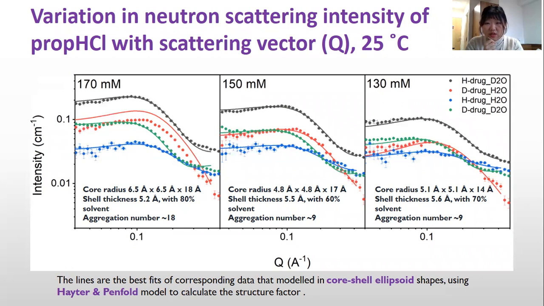So the particles are charged. So we use the Hayter-Penfold model to calculate the structure factor of charged particles. The aggregation number is obtained by dividing the core volume of the aggregates by the volume of the ring structures in a single molecule. And the aggregation number we obtained for 170 millimolar is about 18, while for 150 and 130 millimolar they're both 9, which indicates that the aggregates are likely to grow larger in higher concentration.